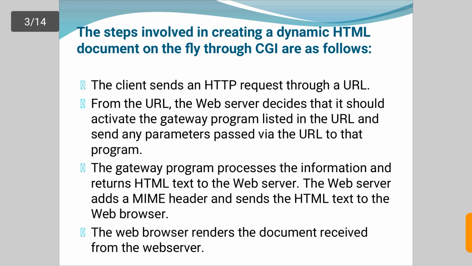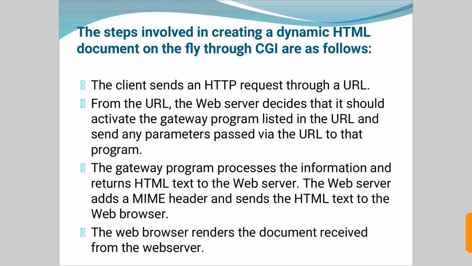The steps involved in creating a dynamic HTML document on the fly through CGI are as follows. The client sends an HTTP request through a URL. From that URL, the web server decides that it should activate the gateway program listed in the URL and sends any parameters passed via the URL to that program.